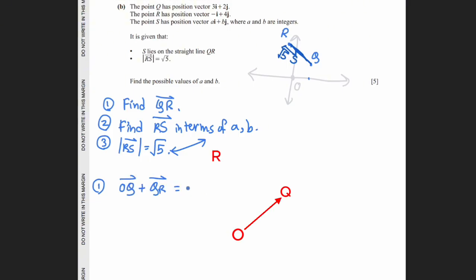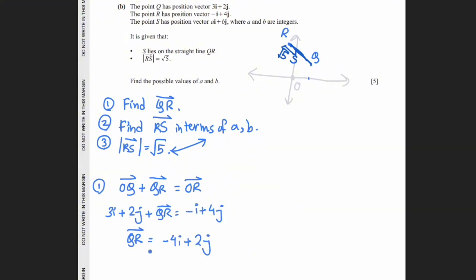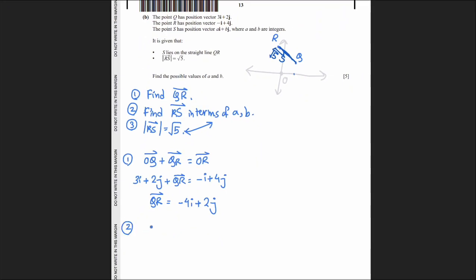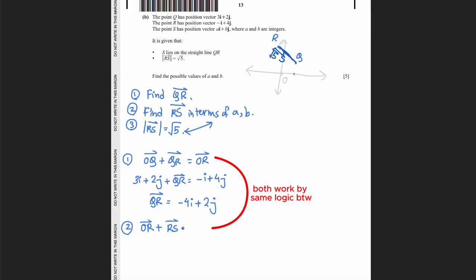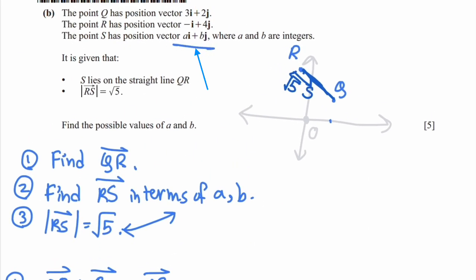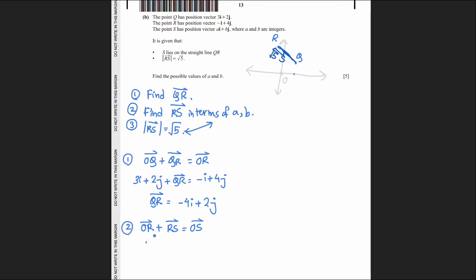OQ plus QR is equal to OR, right? So let's substitute the values. QR is minus 4i plus 2j. So basically we have to go 4 units leftwards and 2 units upwards from Q. Now let's find RS. We know that OR plus RS is equal to OS. We already have OS over here, so let's substitute the values anyways.